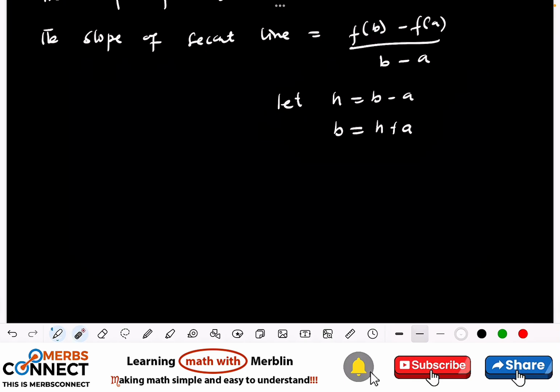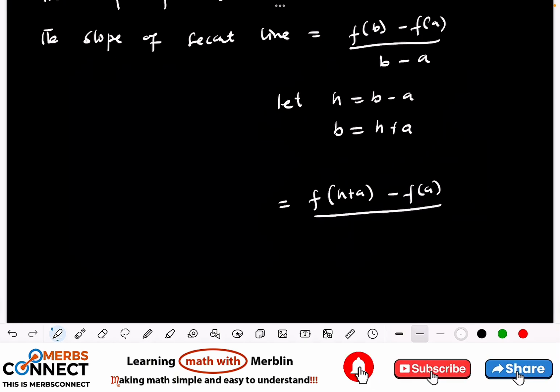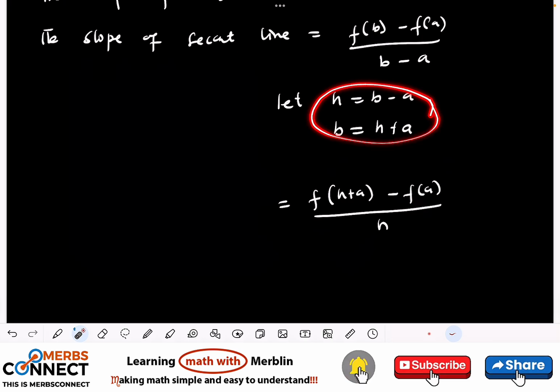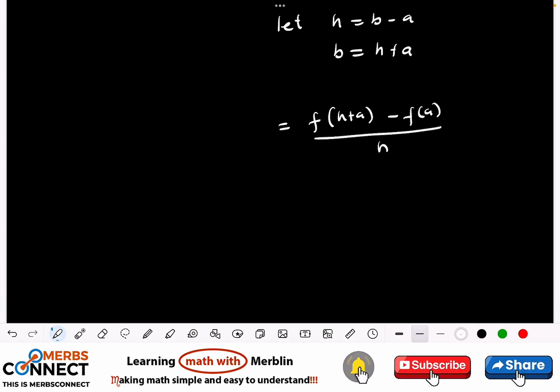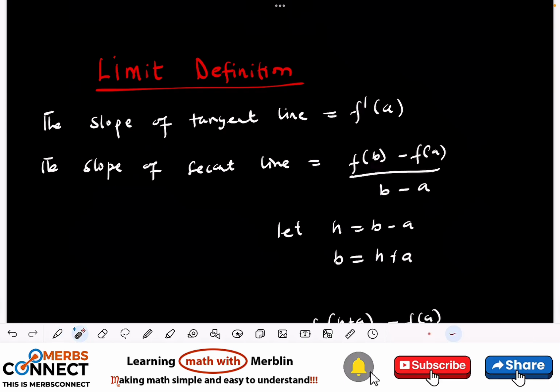Now I'll do substitution in this formula, right? So I'm going to have f of B, which is h plus a, minus f of a, divided by, now B minus A is h. So this is what you are going to get after change of variable. Now I'm going to pick limit as h is approaching 0. So as soon as I pick limit as h is approaching 0 of f of h plus a minus f of a divided by h, then this is going to give us the slope of the tangent, right?